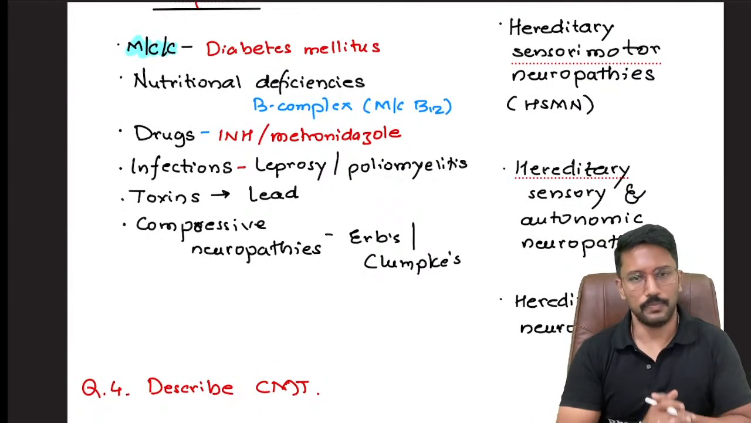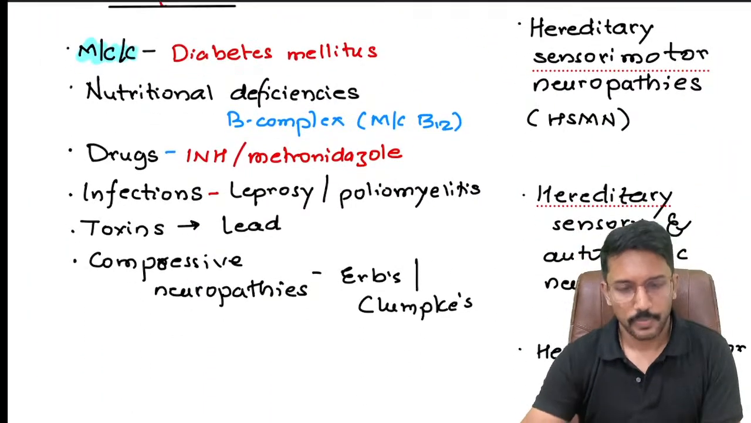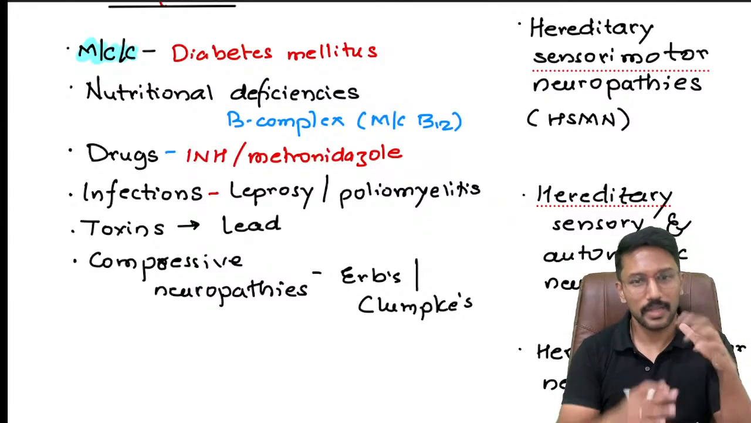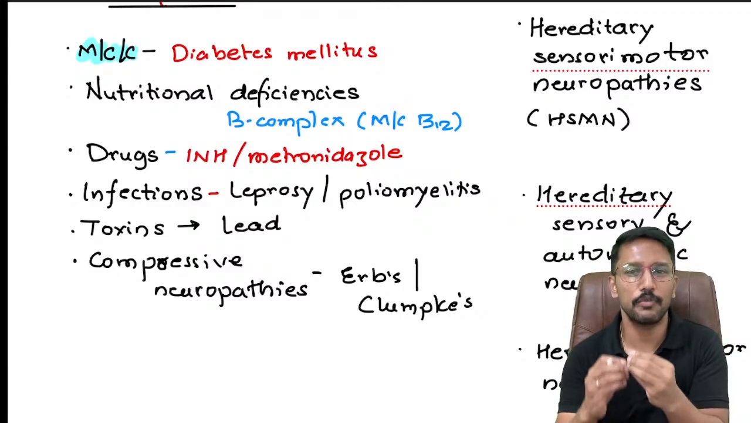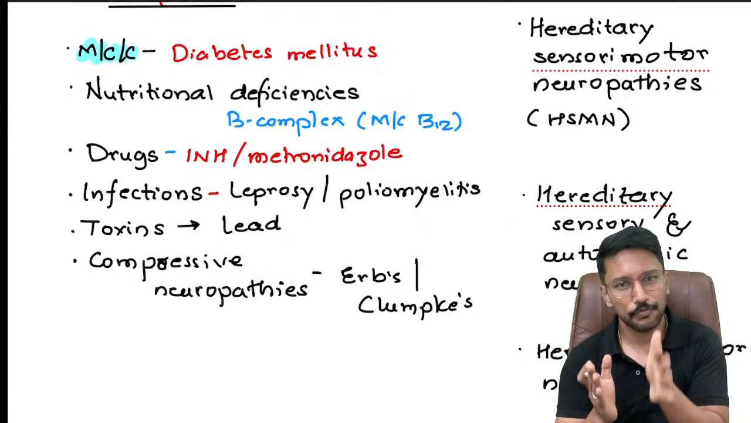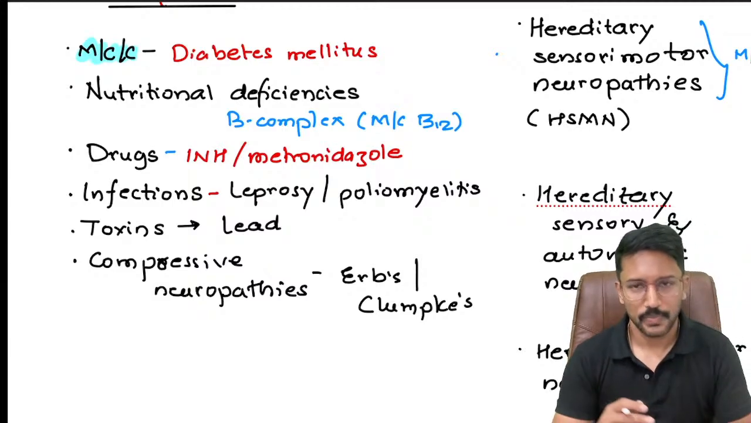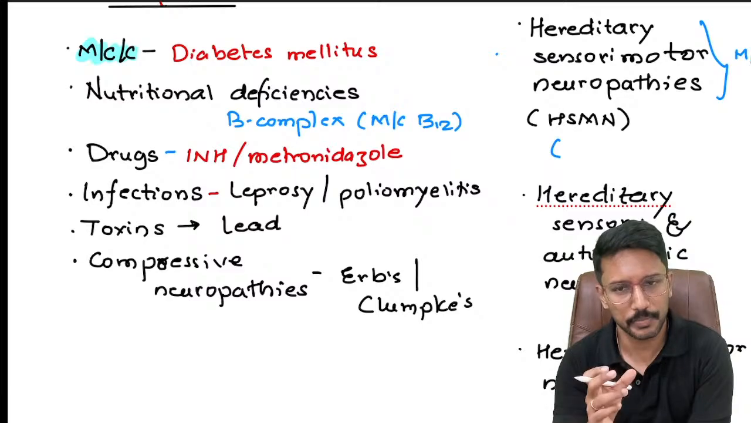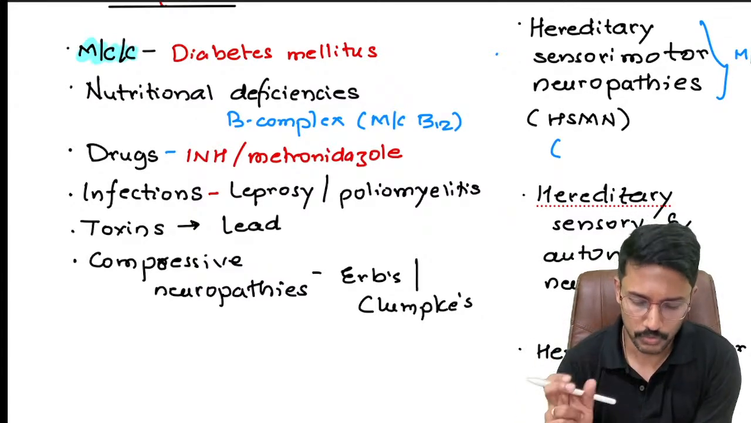Okay. Now, the inherited causes for the neuropathies will be further classified into three groups based on the type of nerve effect. Obviously, there will be genetic reasons. We will have some mutations, and those mutations will be responsible for impaired functioning of the neurons. The first and the most common type is hereditary sensory motor neuropathy. Sensory motor means these are the patients where the sensory neurons are getting damaged and the motor neurons are also getting damaged.